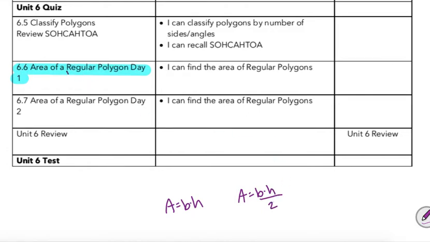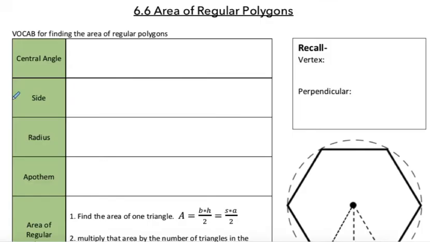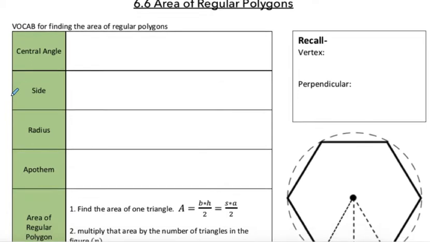We're going to look at something that's consistent for all regular polygons, whether it's a decagon, a 100-gon, a pentagon. Any of those will follow a pattern. So we have some vocab here to practice as we get started. But one of the things I want us to recall is the vertex.